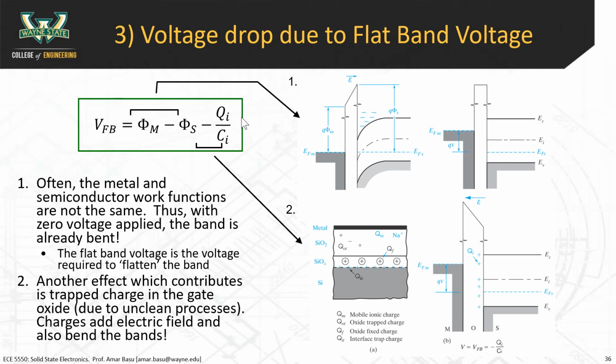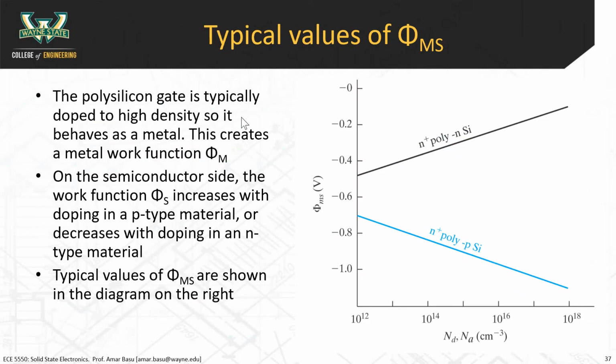Okay. So you'll become familiar with these equations if you use them in a problem. The problems are posted today. I suggest you go over them. These are typical values of phi ms when we use a polysilicon doped gate. I didn't talk about this too much last time, so I just want to mention it again.